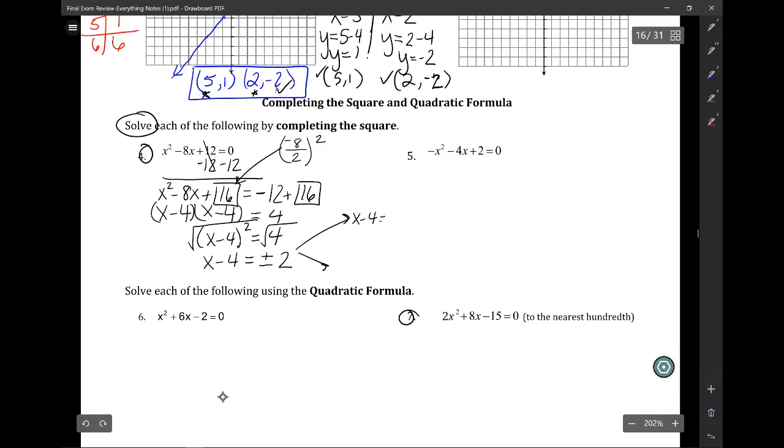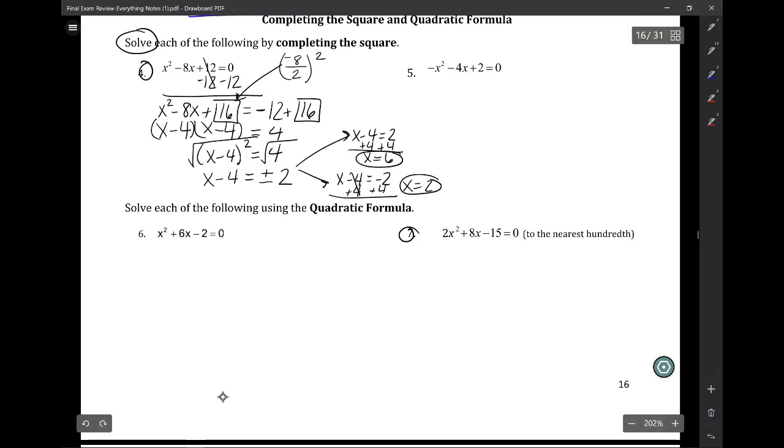x minus 4 equals the positive 2, and x minus 4 equals the negative 2. So when I solve this one, one of my answers is 6. And when I solve this one, one of my answers is 2. Lovely. Completing the square. Wonderful.